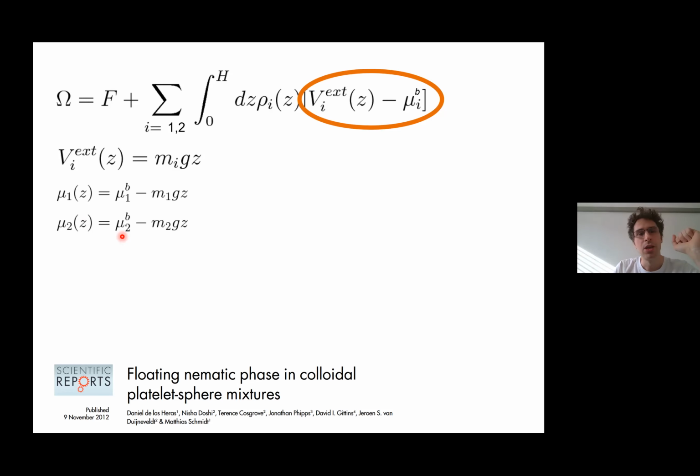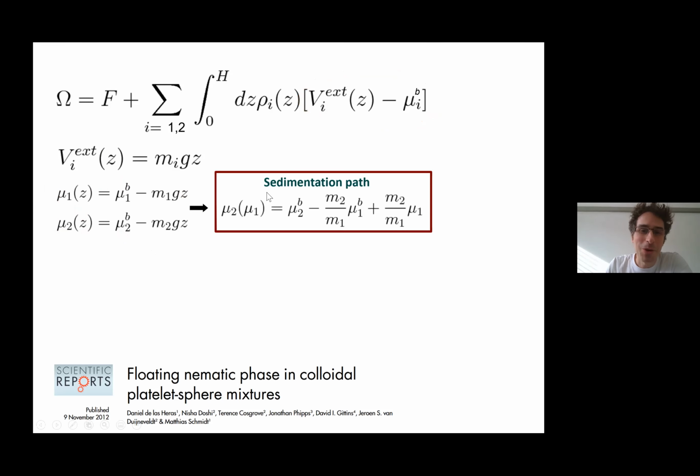Yeah? So we have these two equations for the local chemical potentials that now we can group to eliminate the vertical coordinate z, and then we end with what we call the sedimentation path. Yeah, this tells me how the chemical potential of species 2 varies as a function of the chemical potential of species 1 along the sample. Yeah? And you see that this is a simple straight line.